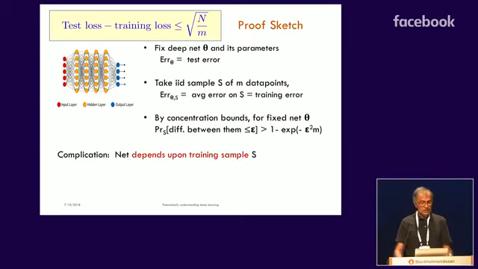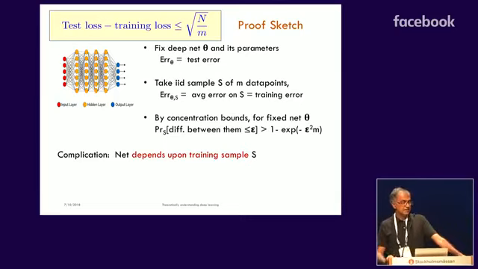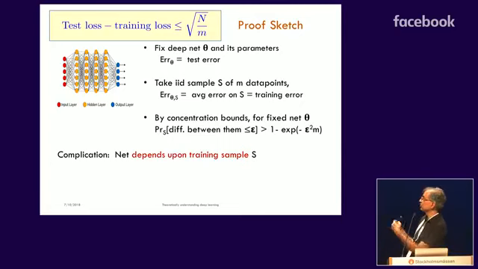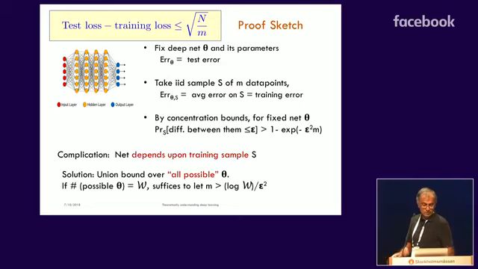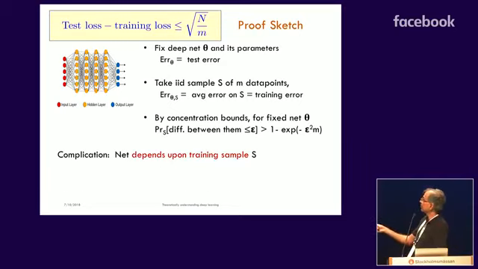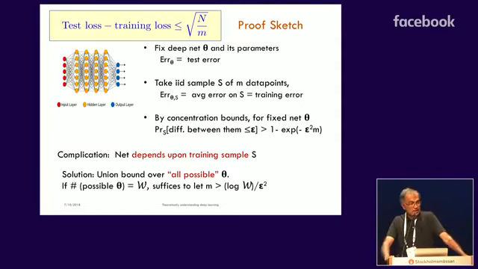Now, the complication is that in this experiment, we switched the order, right? We fixed the deep net first, and then we took the samples. Now, of course, in training, you do the opposite. You first take the training samples, and then you find the best deep net. So this analysis doesn't quite work, okay? Because theta depends on the samples. And the solution, mathematically, and maybe this is not the best thing we should do, and maybe there's some smart young researcher here who will figure out a better way to do it. But the current solution is to just take a union bound over all possible theta.